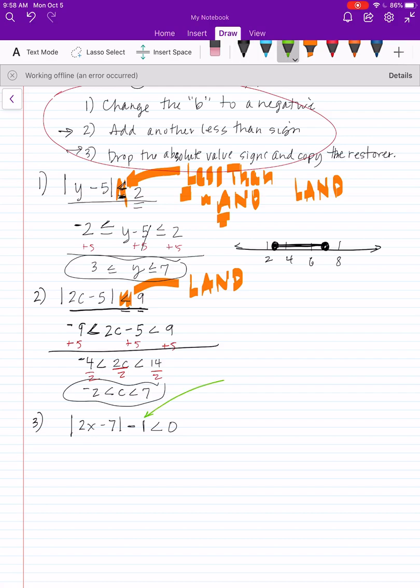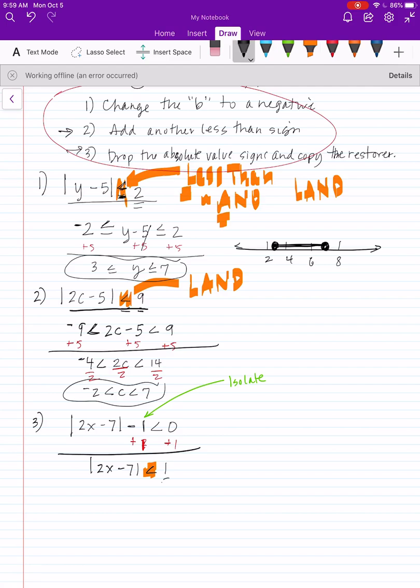Right here, I need to isolate, okay? So I need to do that first before I rewrite anything. So I'm going to add a 1 to both sides to isolate first. So absolute value of 2x minus 7 is less than 1. Okay, so now I have a less than, so I make it an and.